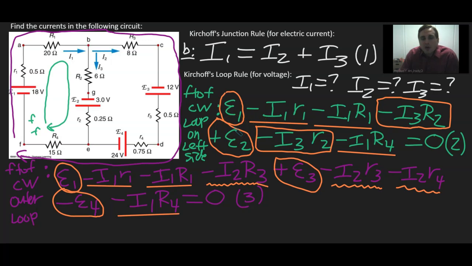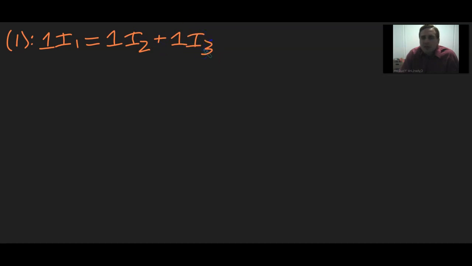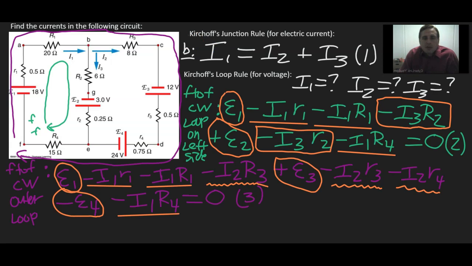So let me see how I can do this. I'm just going to work on the left-hand side of the loop rule equations first. And by the way, I'm going to rewrite equation 1 to start here. So equation 1 becomes 1 I1 equals 1 I2 plus 1 I3. Fine. Now equation 2, let's add these EMFs.